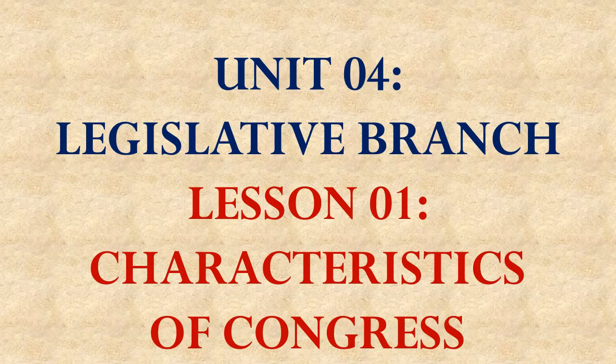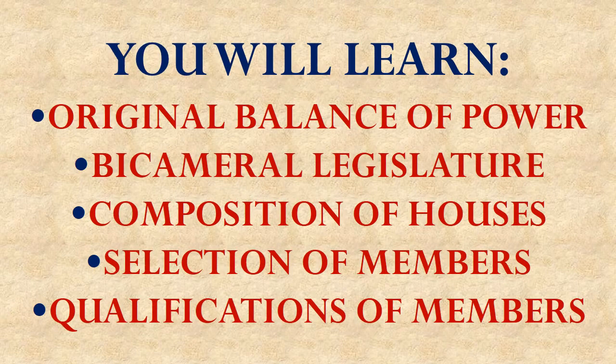This lesson is from Unit 4, the Legislative Branch, and it's Lesson 1 about the characteristics of Congress. In this lesson, you will learn about the original balance of power between the three branches of government, about bicameral legislatures, about the composition of the House of Representatives, about the House of Representatives and the Senate, about the selection of members for the House of Representatives and for the Senate, and about qualifications of members for the House of Representatives and the Senate.